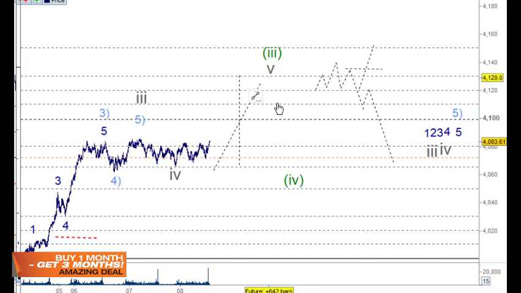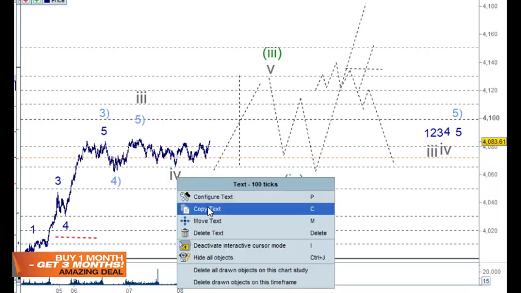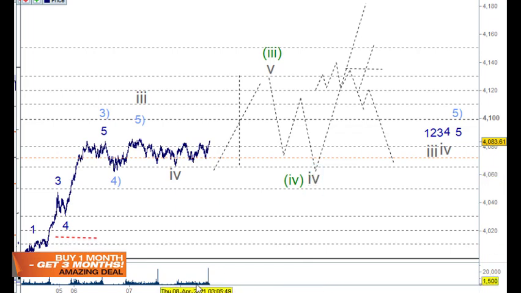Okay, so this would basically be the correction. Staying with our original count here, this would be the pattern that we're looking at. But I'm thinking that it may be just this wave 4 over here for that. We'll see.